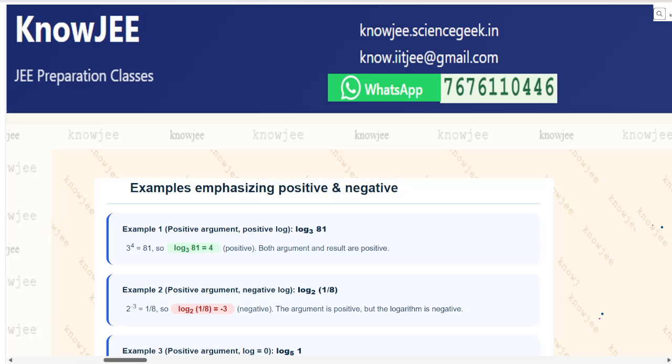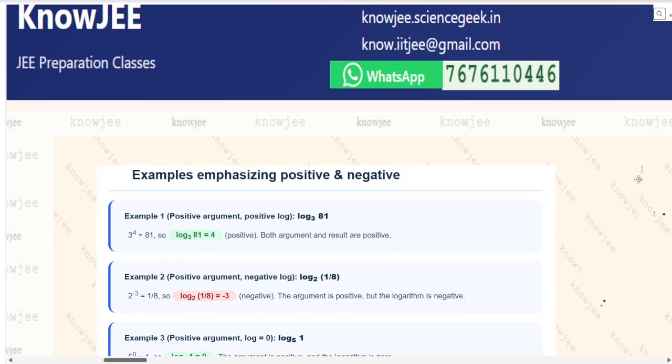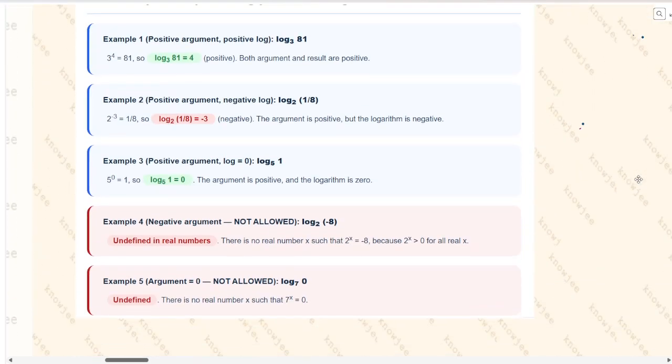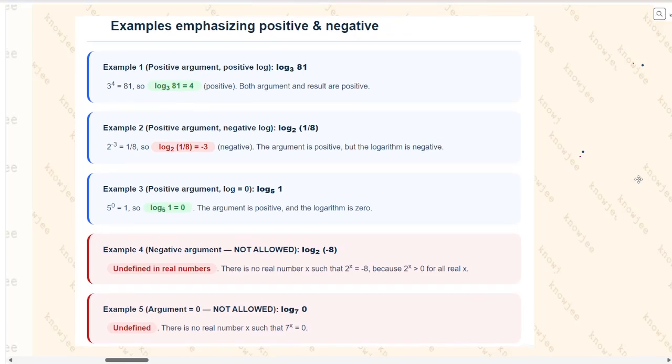Let's walk through some examples to understand the positive and negative side of logarithm and exponent. Example 1: the argument is positive, so log will be positive. Both argument and result are positive. 3 raised to the power 4 is 81, and log of 81 with base 3 is equal to 4. Example 2: positive argument 1 by 8. 1 by 8 is greater than 0, that is positive.